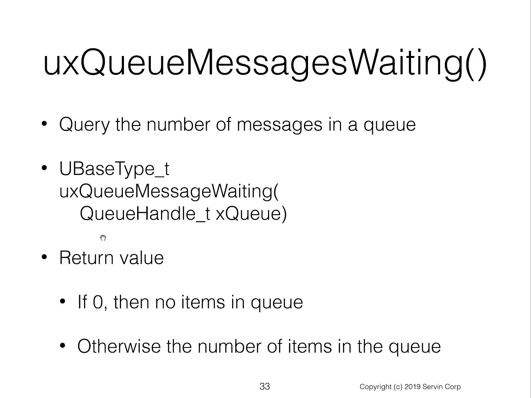Related to this, you might want to check the queue and see how many messages are waiting. So notice you can call uxQueueMessagesWaiting. Simply give it the queue handle you're interested in, and it'll return to you a UBaseType_t. If it returns 0, then there are no items in the queue, basically the queue is sitting there empty. Otherwise, it'll return to you the number of messages in the queue.